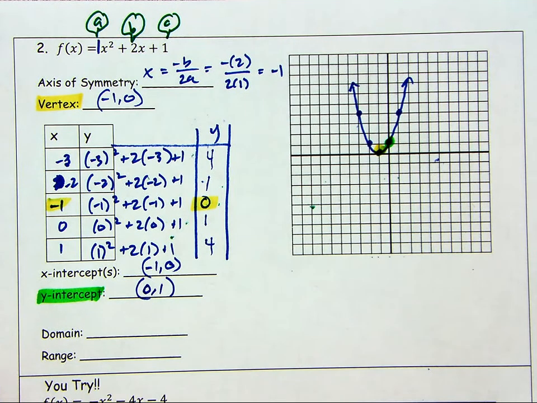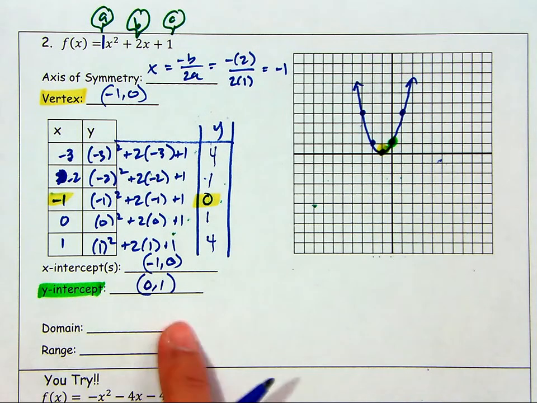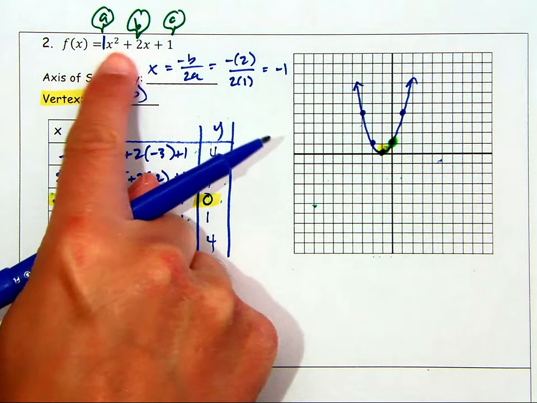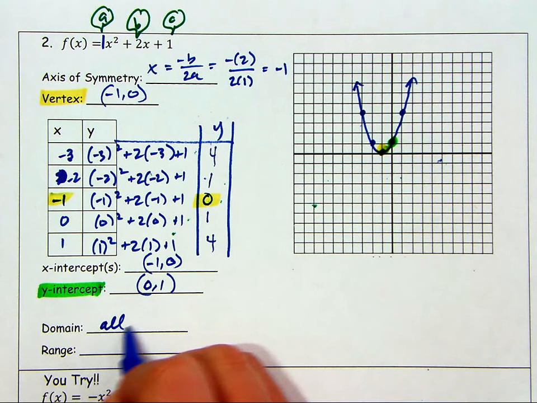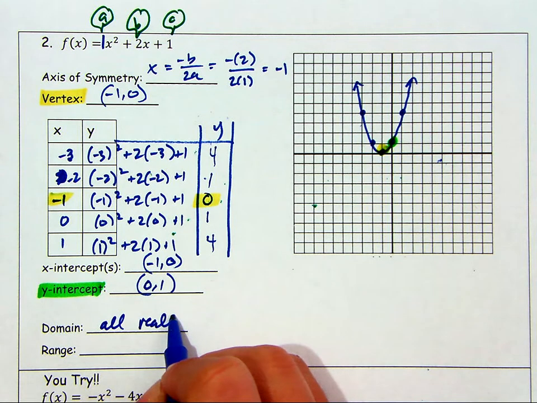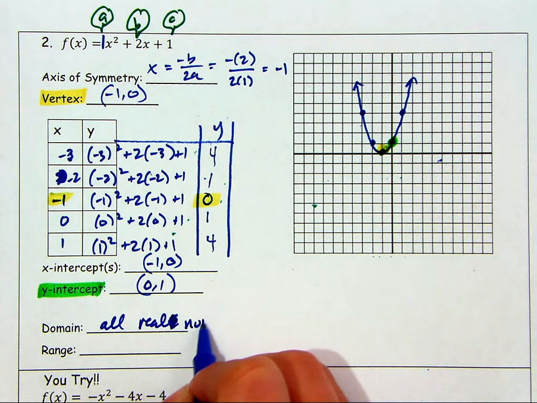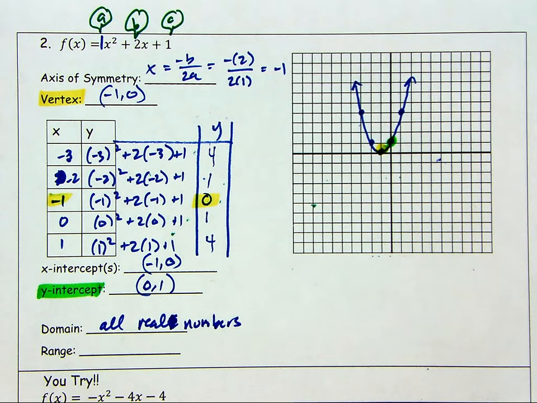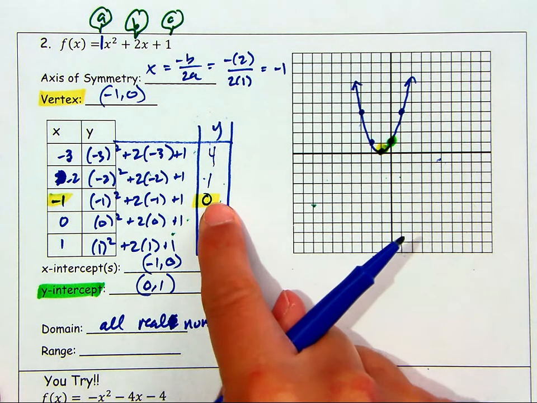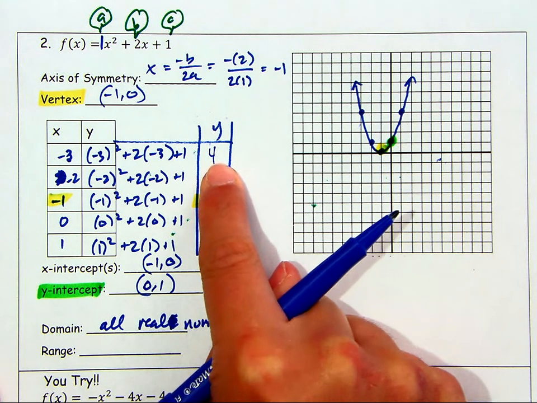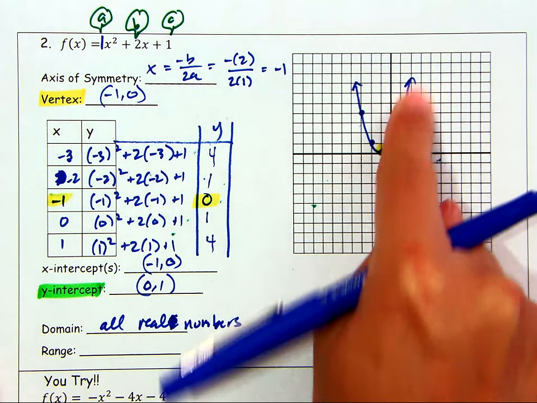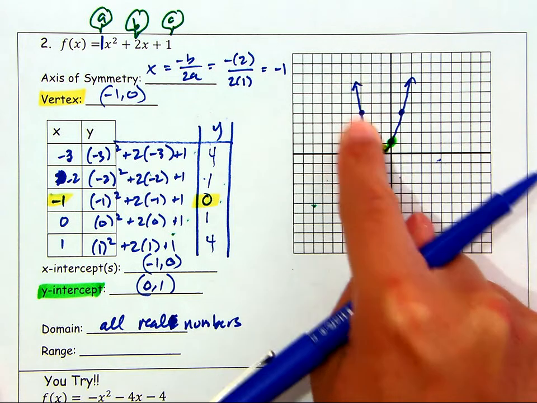The domain is all real numbers because I can use any real number I want as an input to the function. So all real numbers. And then the range is going to be the y values, or the outputs I get for that function. I know I get 0 as an output, I get 1 and 4. But what other outputs do I get? Well, any point along this graph tells me what an output value would be if I look at its y-coordinate.